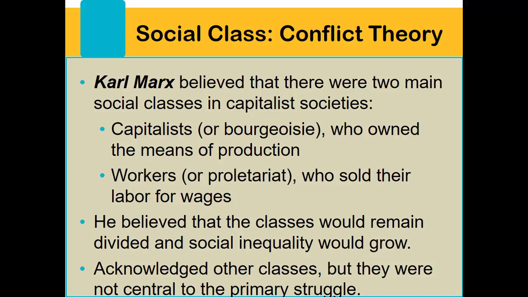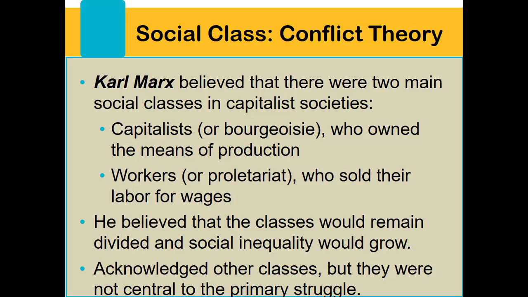Marx, of course, right? Marx was obsessed with social class, and he had a lot to say about class. Marx believed that there were 2 primary social classes in capitalist societies. There were the capitalists, or as he called them the bourgeoisie, who owned the means of production. What makes capitalists unique or interesting to Marx is that they control the things that make other things.